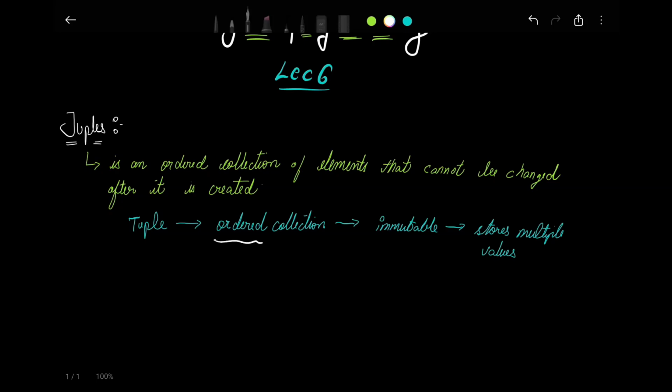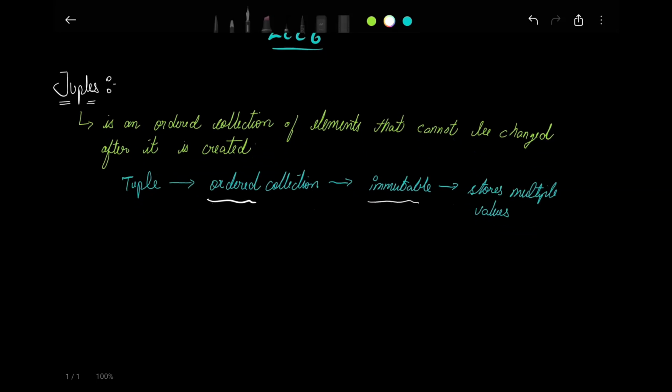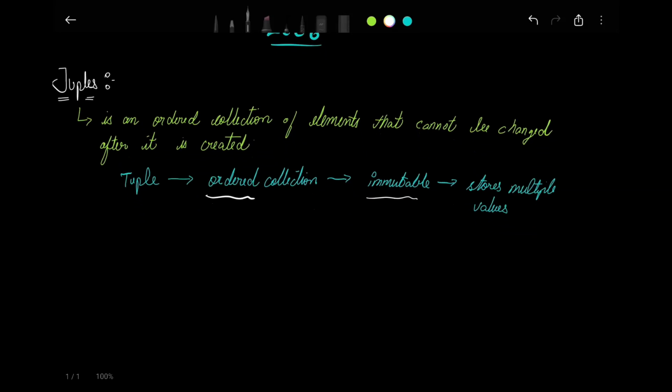Ordered means the elements keep their positions. Immutable means cannot be changed. Once a tuple is created, we cannot add elements, we can't remove elements, and we can't replace elements. For example, your Aadhaar card number identifies you uniquely. It should never be modified accidentally. A tuple is useful for storing such fixed information.